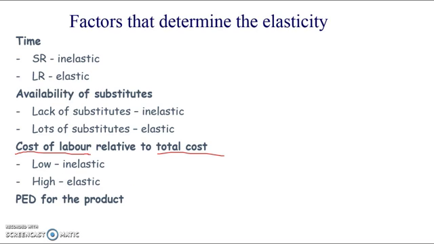And then finally, this is one that you wouldn't have looked at in AS: the PED for the product itself. Remember, going back to labour being derived demand, if the product is inelastic itself, we tend to find that the demand for labour is also inelastic. And if the product is elastic, we tend to find that the demand for labour is elastic as well.